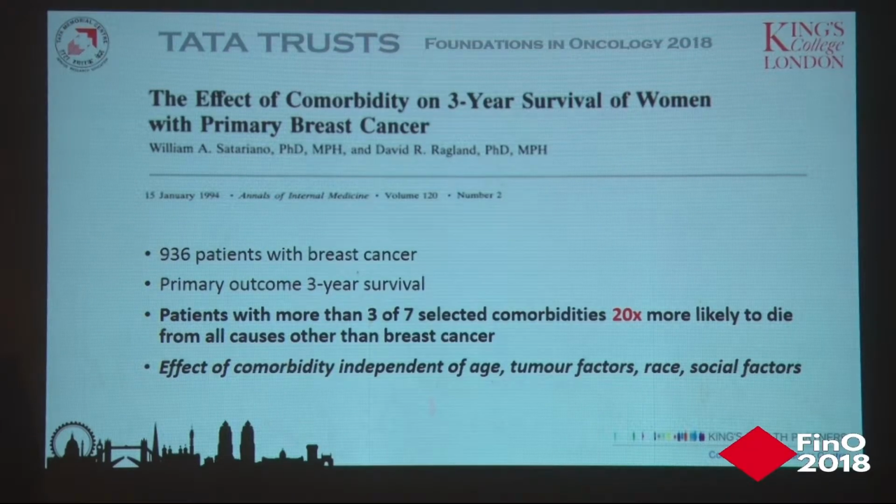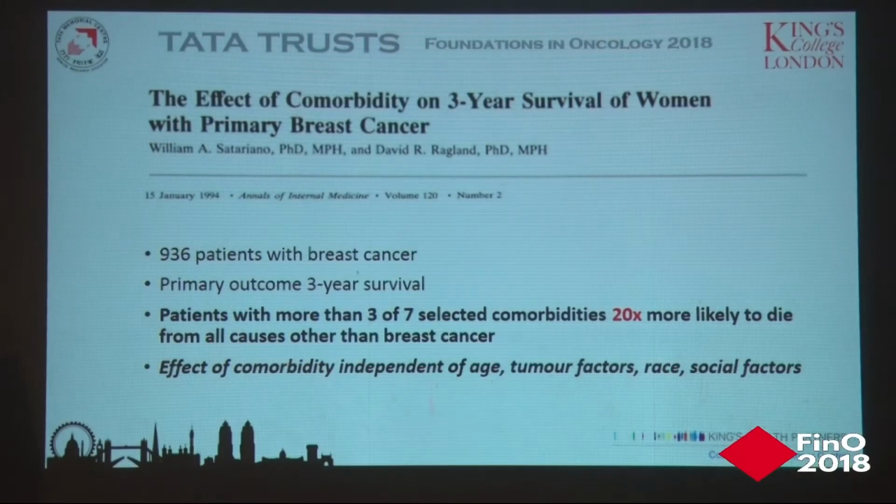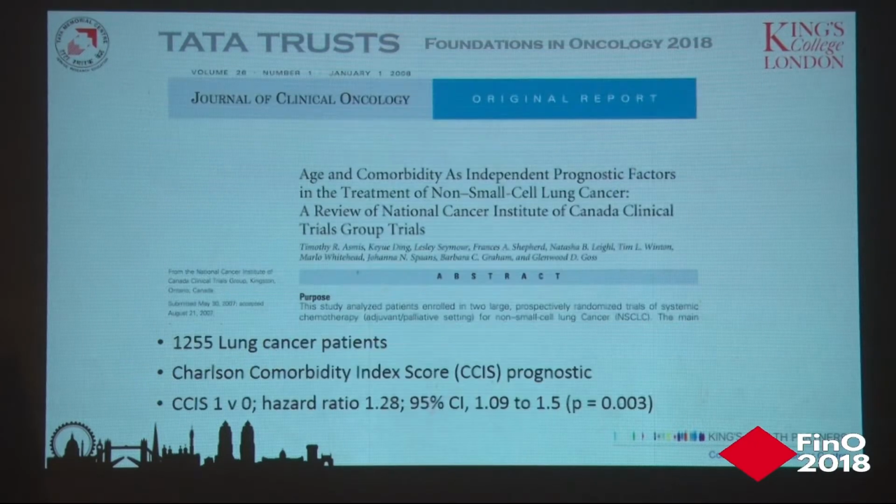So this just shows you some data on the relevance of performance status in cancer management. This paper looked at almost 1,000 breast cancer patients with a primary outcome of 3-year survival, and they found that patients with more than 3 of 7 comorbidities were 20 times more likely to die from all causes other than breast cancer, and this was independent of lots of other potential factors. So comorbidities are important. This is another paper looking at lung cancer patients, which showed that if you had a Charlson comorbidity index score of 1 versus 0, you did worse. So these are just a number of papers which we will skip through.